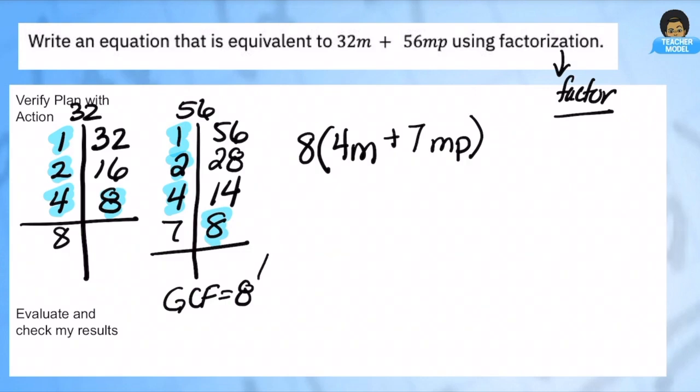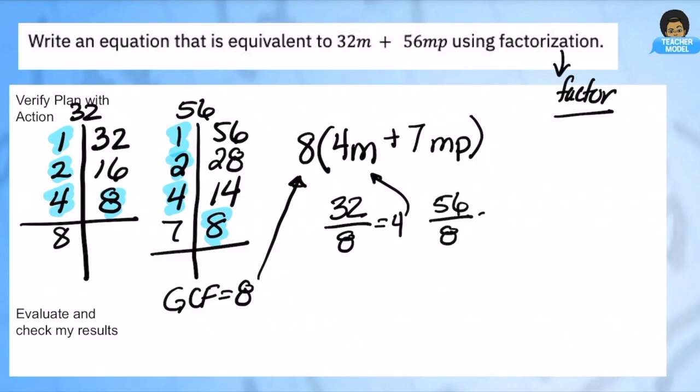So I just took my greatest common factor over here, 8. And all I did in my mind was I said, well, 32 divided by 8 would give me 4. That's why I got that number. And I did the same thing, 56 divided by 8 would give me 7. And I put that one there. So this is one way you can find common factors. I'm going to give you one more way.